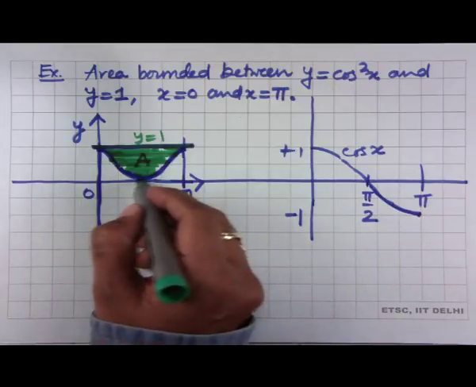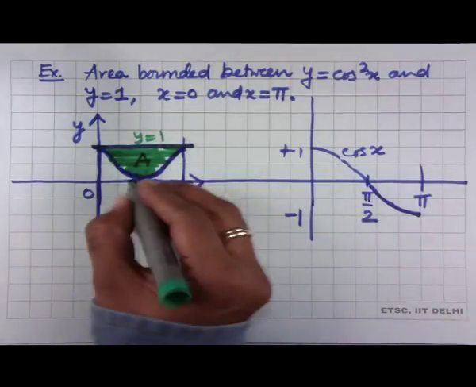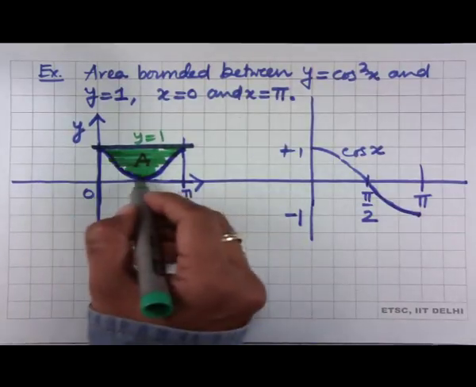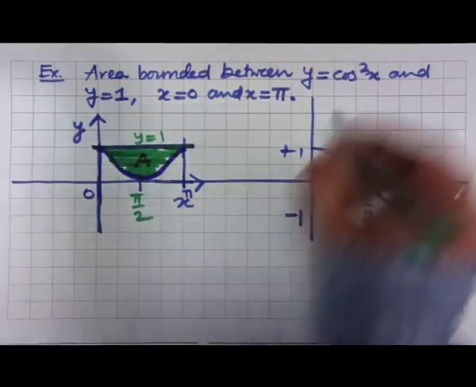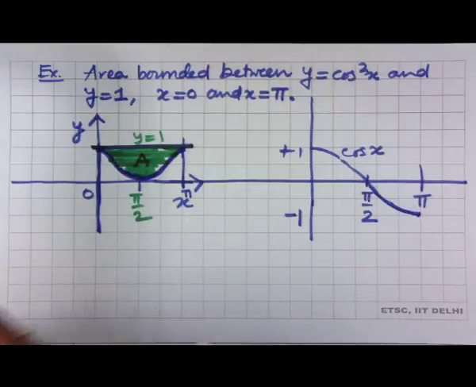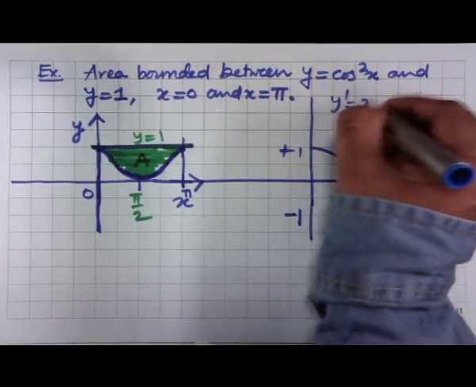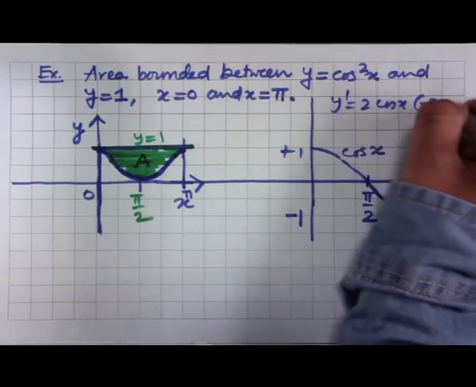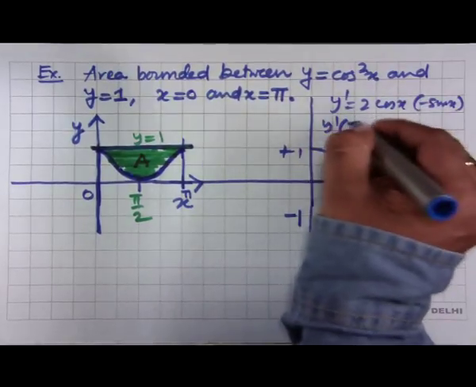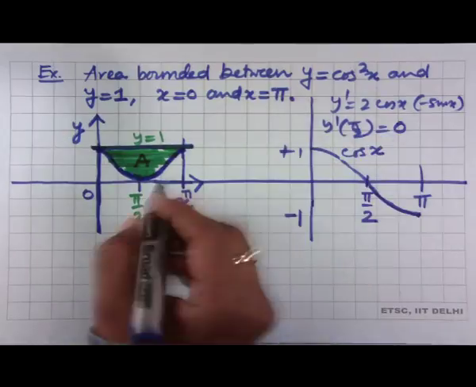Now why is this smooth here? That is very easy to find, why this cos square x will be smooth at pi by 2. You just need to find the derivative, and you can see that y dash will be 2 cos x into minus sin x, and that will be 0 at pi by 2. So, therefore, the curve is smooth.